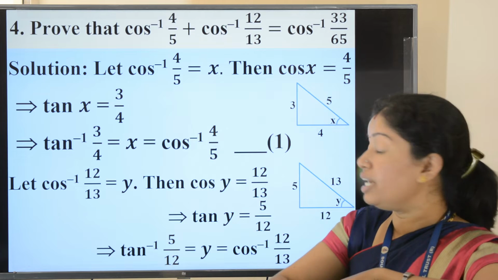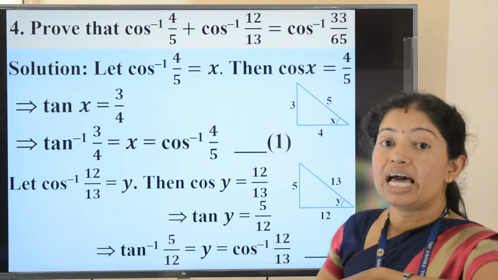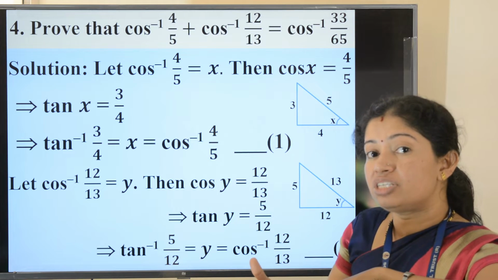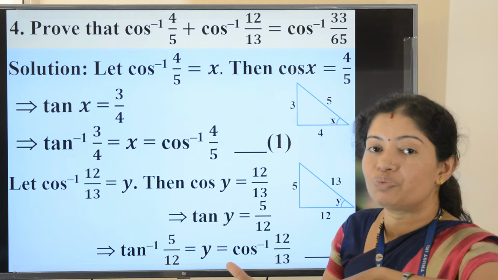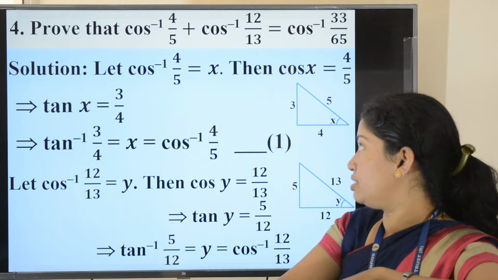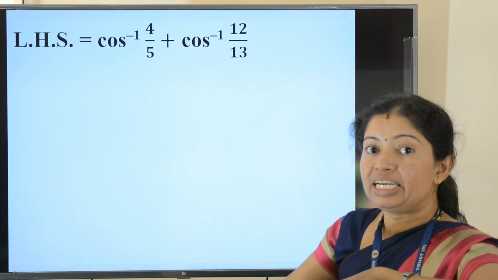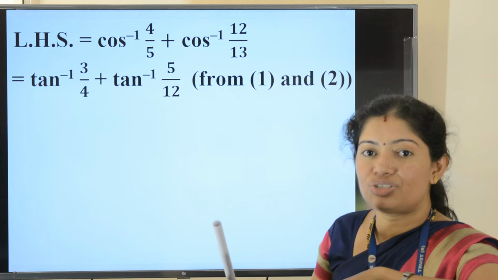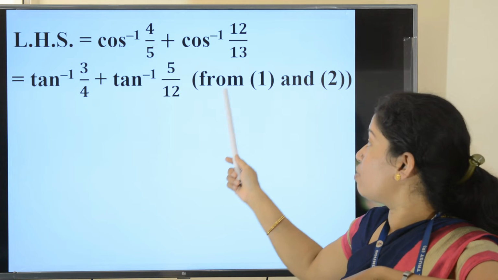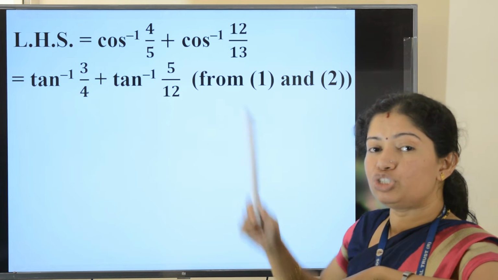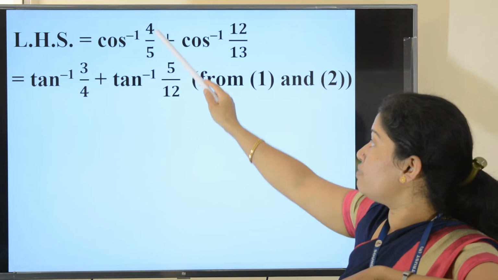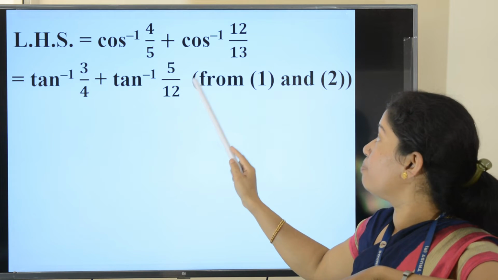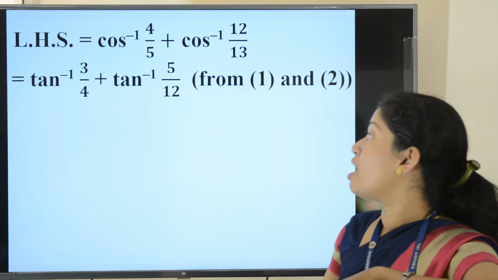Now use this in solving this problem. So let us take the left hand side now. Left hand side you have these two cos inverse terms. Then we shall replace these cos inverse terms in terms of tan inverse, that is from equation 1 and equation 2, which we considered in our previous slide. So cos inverse of 4 by 5 is nothing but tan inverse of 3 by 4, and cos inverse of 12 by 13 is nothing but tan inverse of 5 by 12.